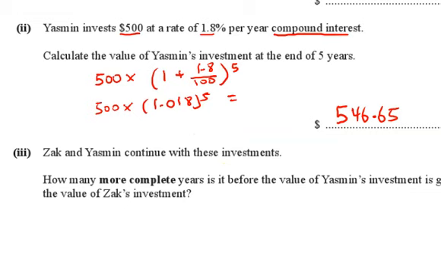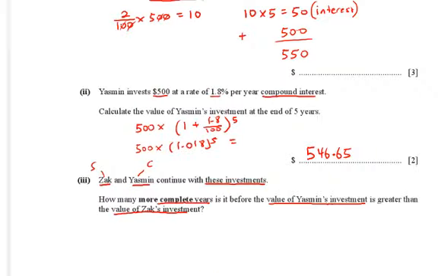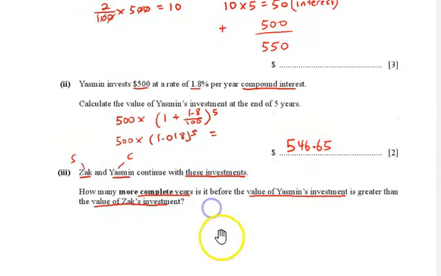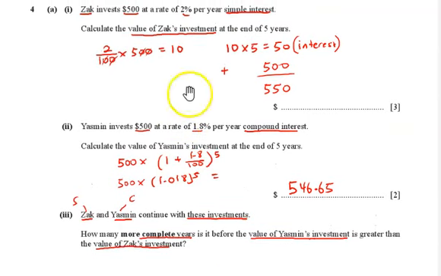If you look here, ZA and also Yasmin continue with these investments. ZA is a simple interest guy, and this is a compound interest. So how many more complete years is it before the value of Yasmin's investment is greater than the value of ZA's investment? We can use trial and error here. So this is the complete working for both of these questions.